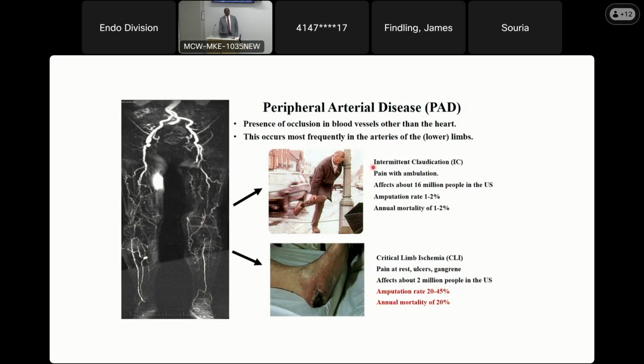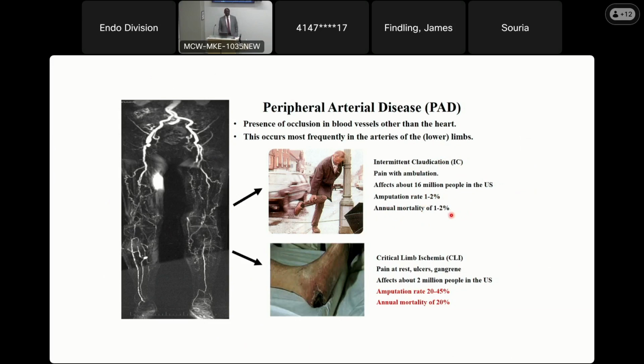So the classic presentations of PAD include intermittent claudication, which is what this gentleman is showing here, where patients have pain with ambulation, which unfortunately tends to make the condition, it's a chronic issue. And if you find out that you walk 2 blocks and have pain in your legs, often patients just stop walking 2 blocks. They just walk less. And this is associated with rare amputation. 1 to 2% of these patients really require amputation, and also about 1 to 2%, the mortality is low in this patient population.